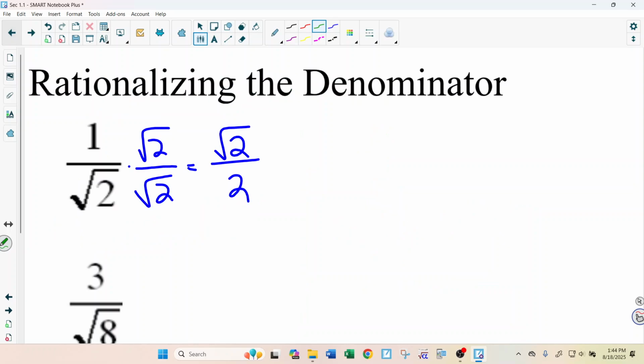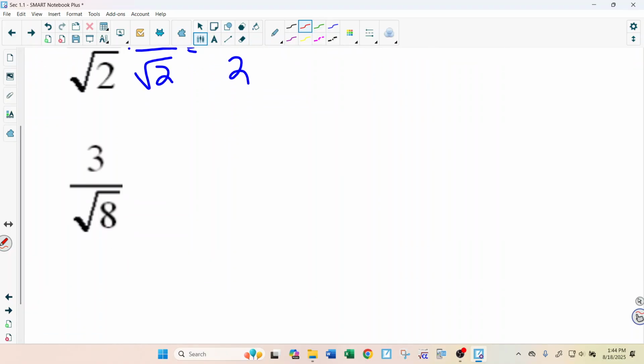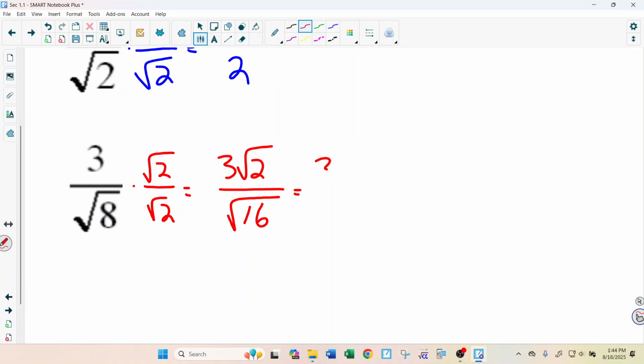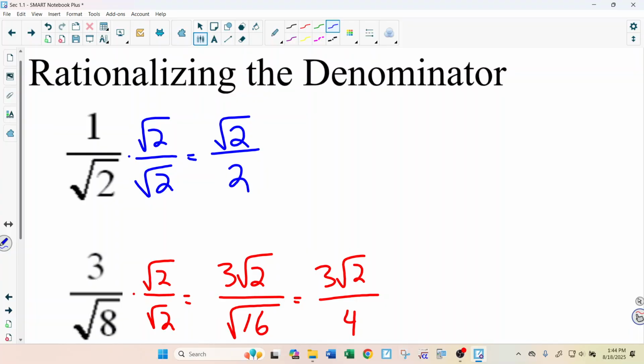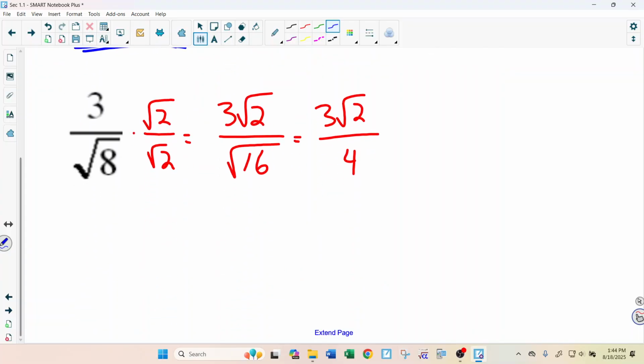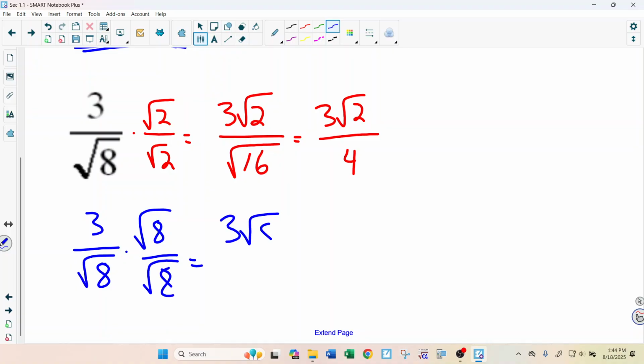That's the idea. So if we have 3 over the square root of 8, we want to rationalize the denominator. There's 2 ways you could do this. One, you could just multiply by the square root of 2, which would give me 3 square root of 2, and on the bottom, the square root of 16, which is 4, so 3 square root of 2 over 4. That would work. Another way you could do this, if you follow the same pattern I did up here by multiplying by the same thing, you could say, well, couldn't we just multiply by the square root of 8? And absolutely, we could. And that would give us that fraction.